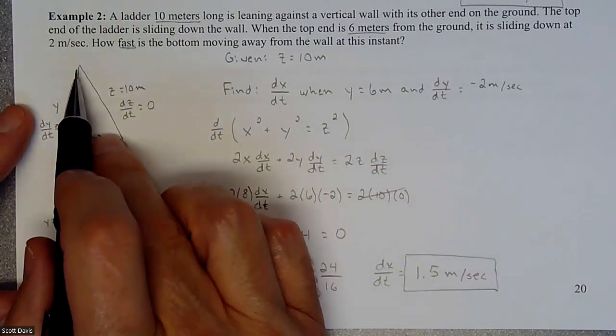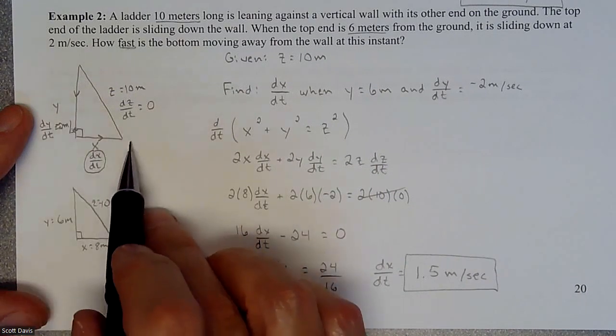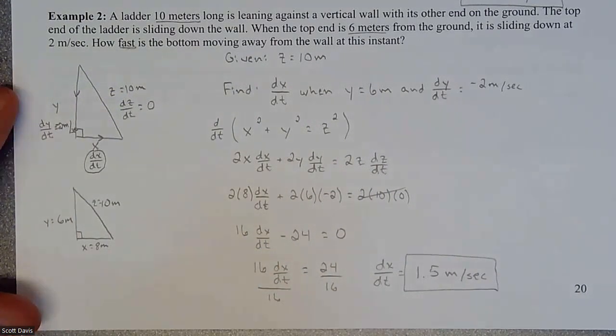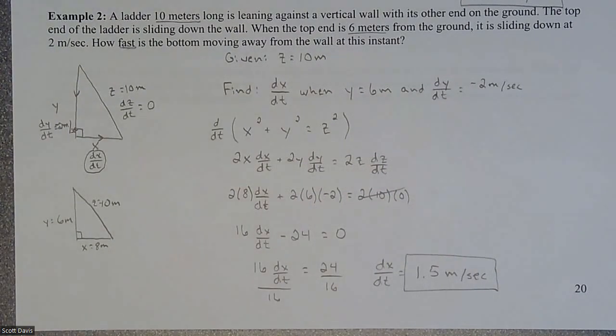So make sure that when you're shrinking a value versus expanding a value, those rates have positives and negatives accordingly. All right, so that was the infamous ladder sliding down the wall type of related rate problem.